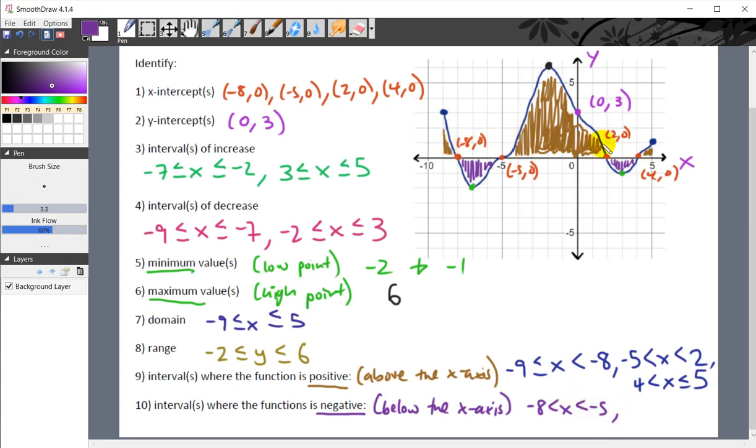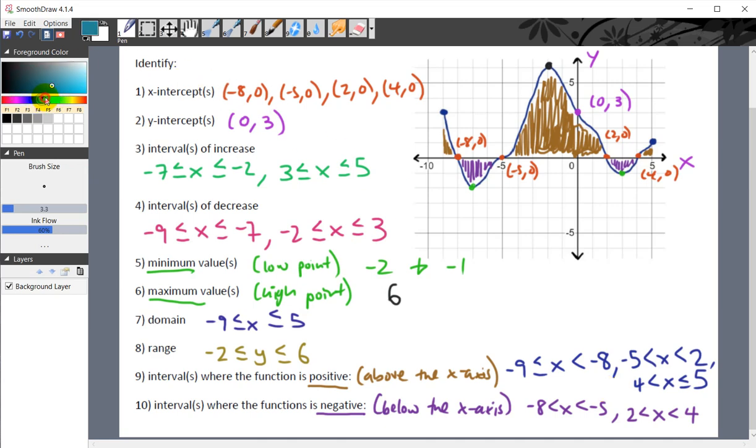And then this part here as well. It looks like from 2 to 4, so I'll write that as well. So from 2 until 4.